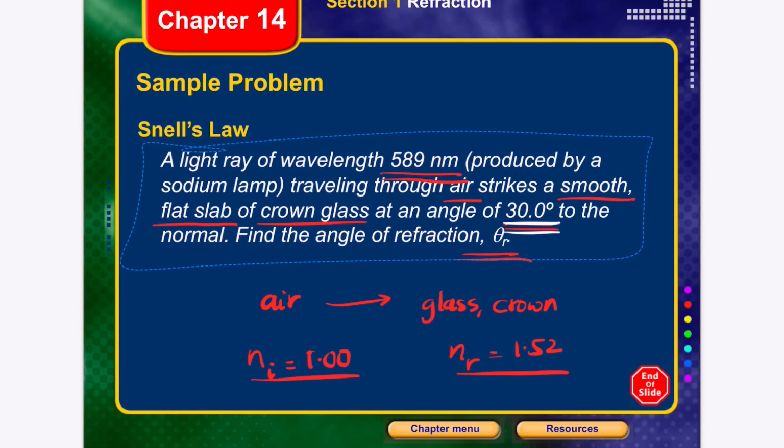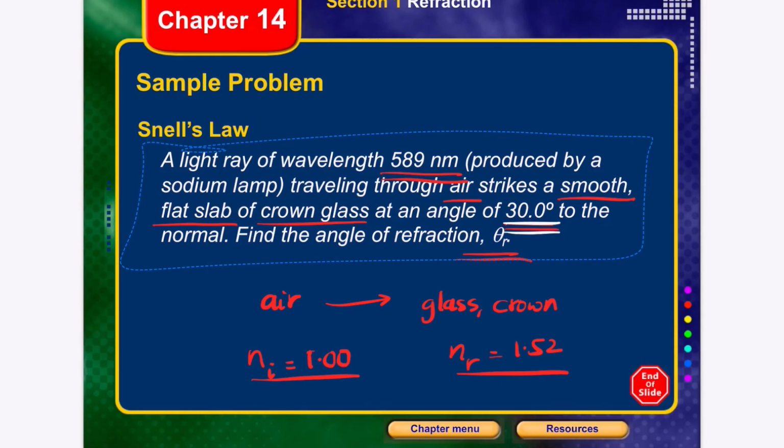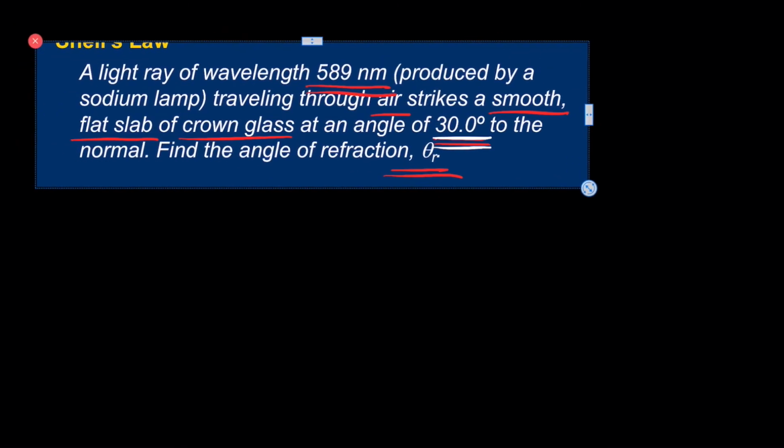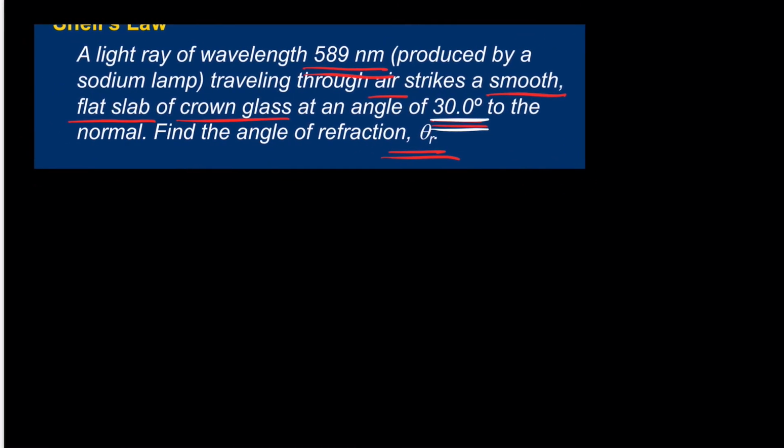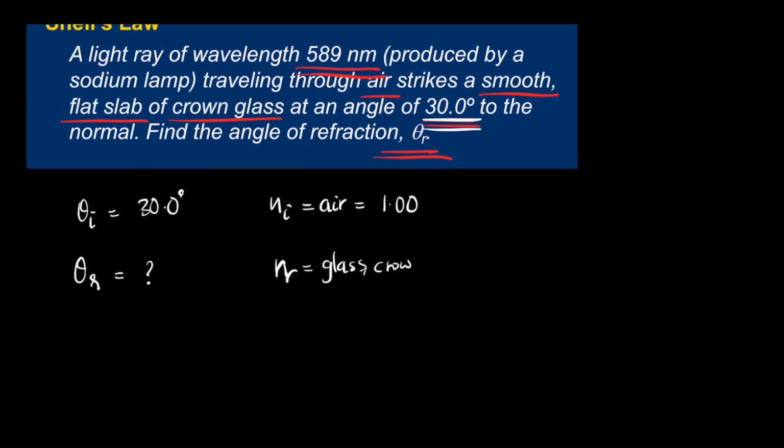So let me copy this problem. First they have given us theta I, which is 30 degrees. They are asking you to find theta R. Ni is air, so the value for air is 1. Nr is glass, specifically crown glass, so the value is 1.52. These values will be given in the exam, so you don't need to remember any of them.